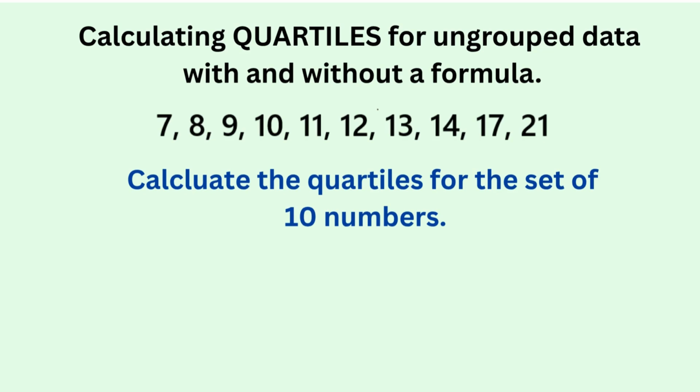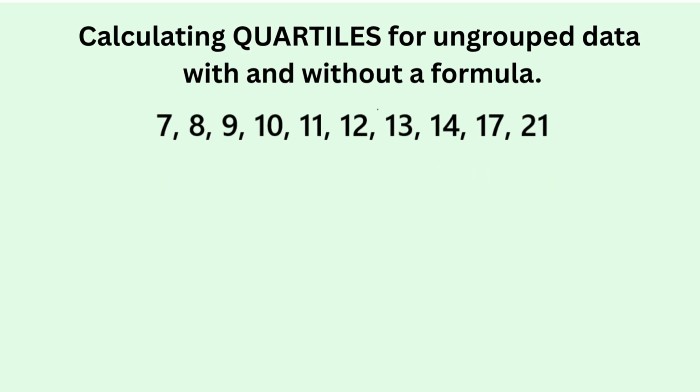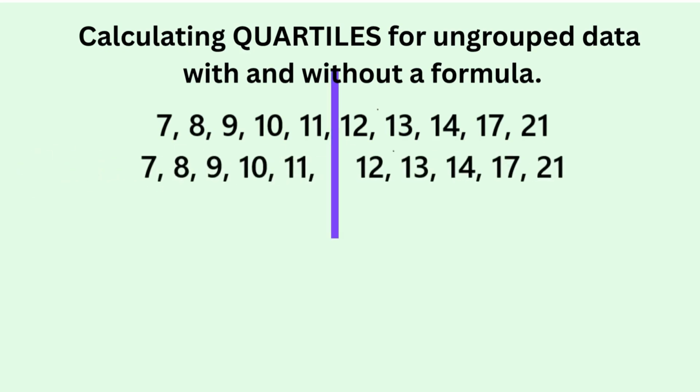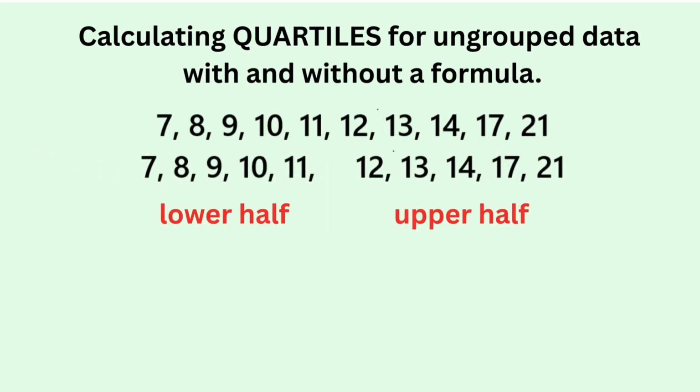First, let's find the quartiles without using any formulas, just logic and understanding. Since there are 10 values, we split the data into 2 halves. The lower half, the first 5 numbers, are 7, 8, 9, 10, 11. The upper half, the last 5 numbers, are 12, 13, 14, 17, 21. Let's begin.